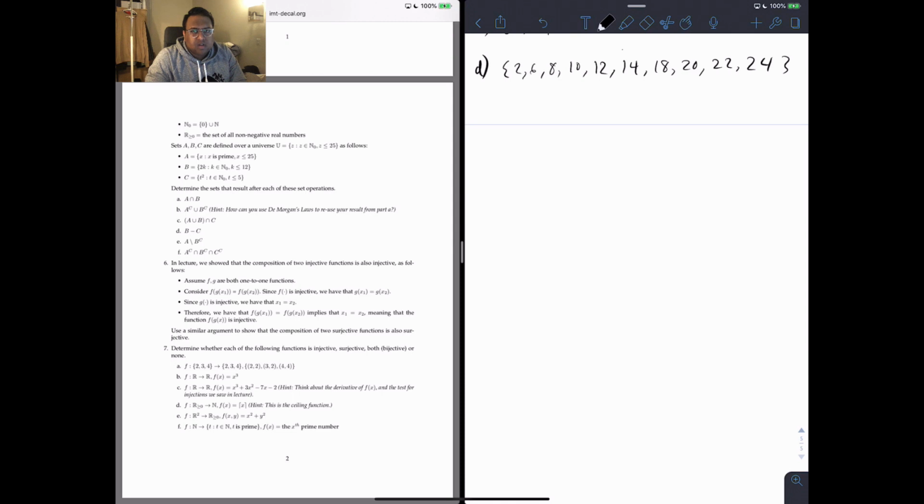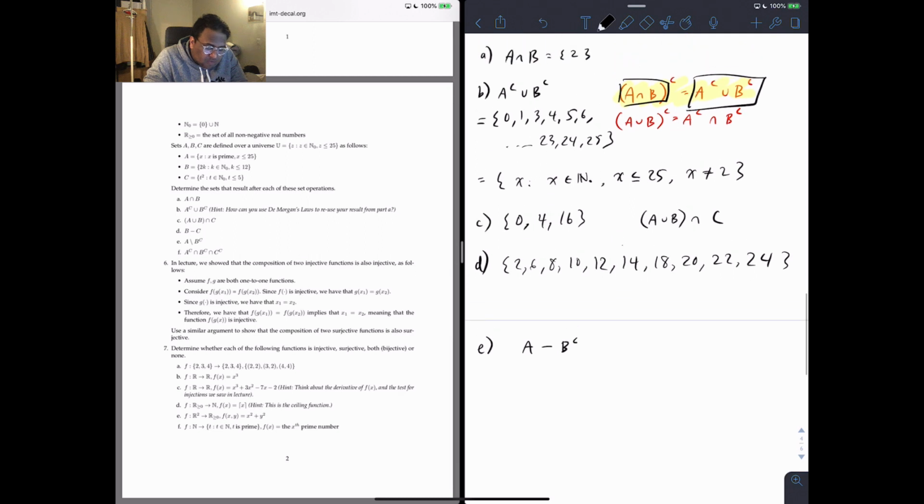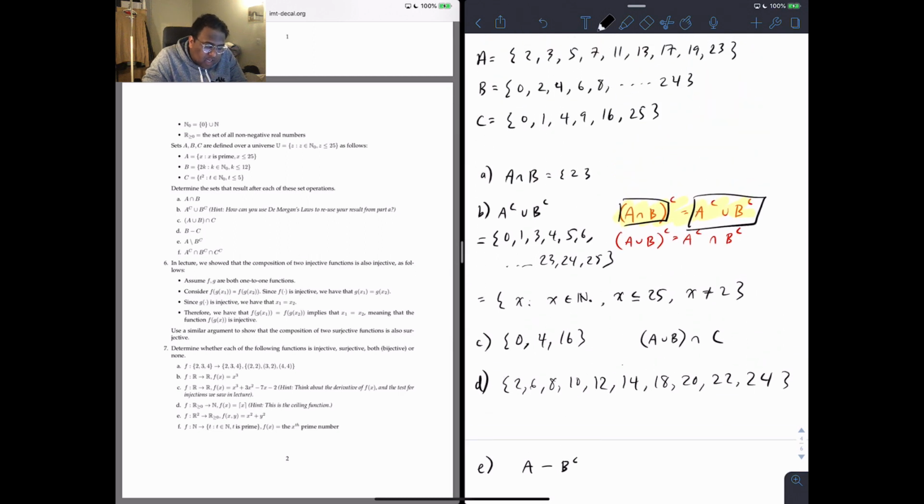Cool. Now let's take a look at part E. We want the difference between set A and the complement of set B. So what this is really asking for is, give me all elements that are in A and get rid of all the elements that are not in B. So we want all the elements that are in A and get rid of everything that's not in B.